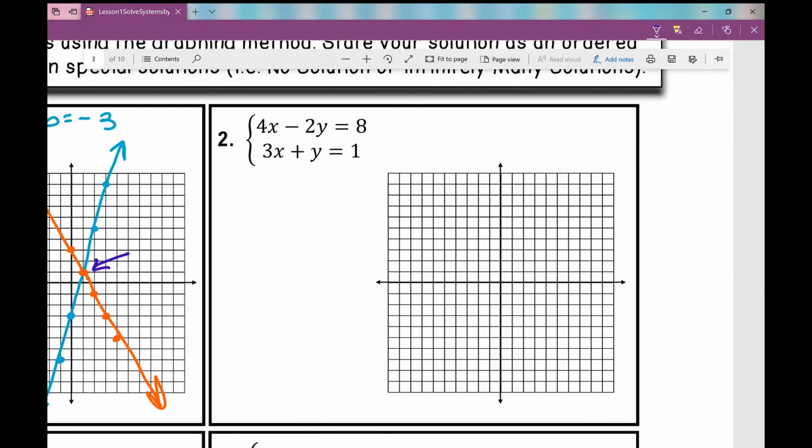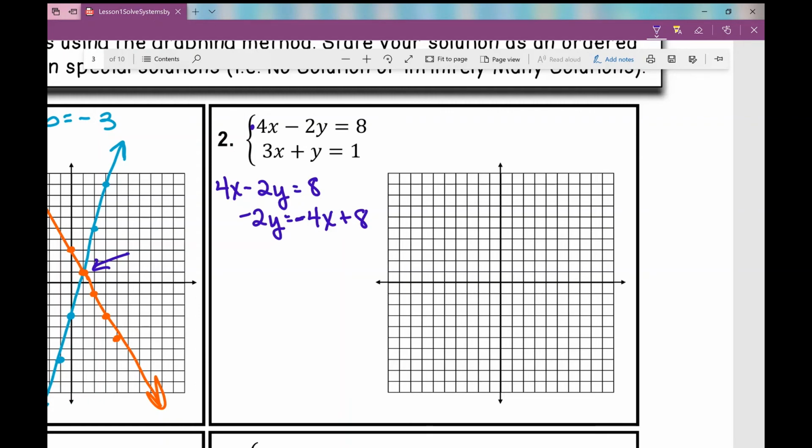Number 2, I have two equations. Both are in standard form, so I need to convert them to slope-intercept form. So in this first equation, or right here, 4x minus 2y equals 8. I'm going to subtract 4x from both sides. So I end up getting this. And then I'm going to divide everything by -2.